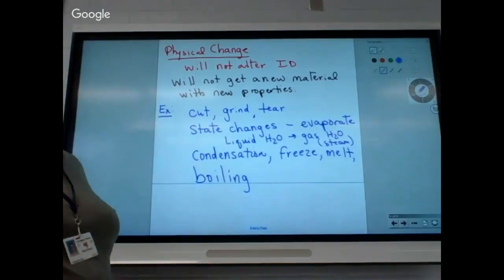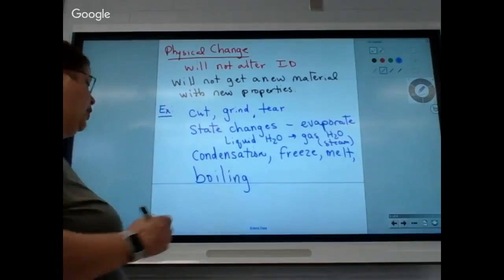Does anybody remember the one that starts with an S? I thought I heard it. The one that starts with an S. The phase change that starts with an S. Y'all are in the ballpark.